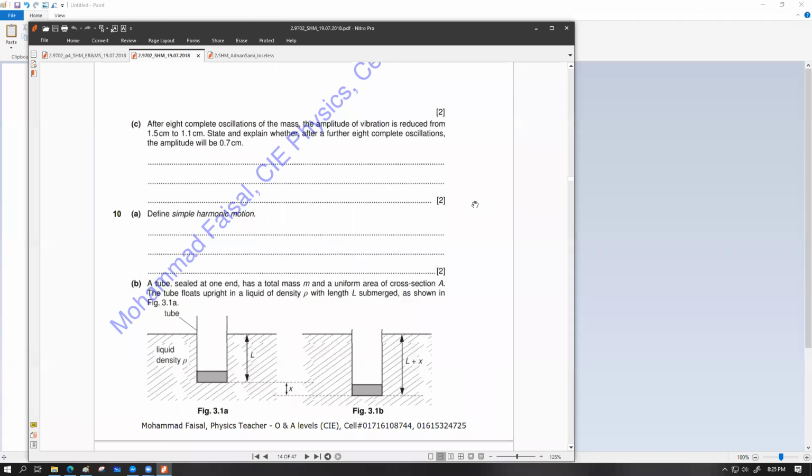Does the time period change in damping? The time period may or may not change in damping. It depends upon the damping mechanism that you have introduced in the system, whether that changes the mass of the oscillating body significantly or insignificantly.